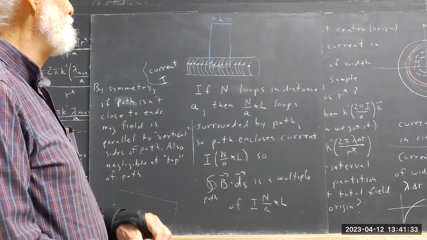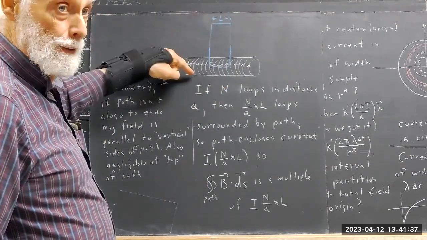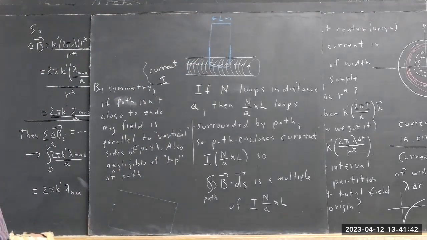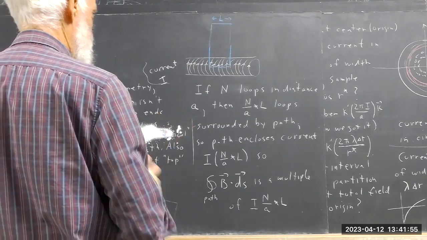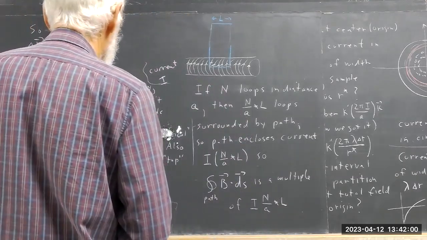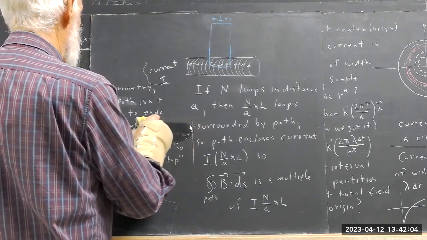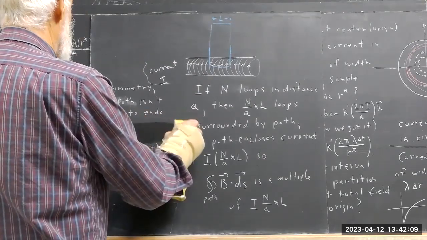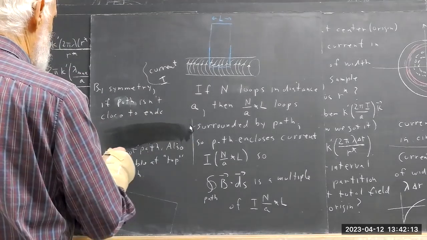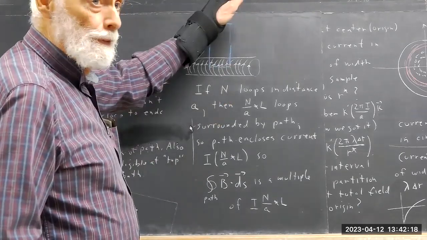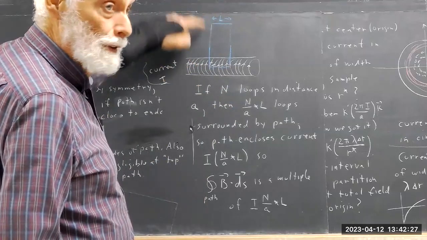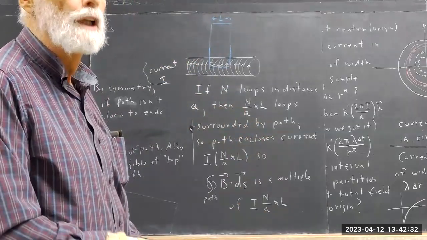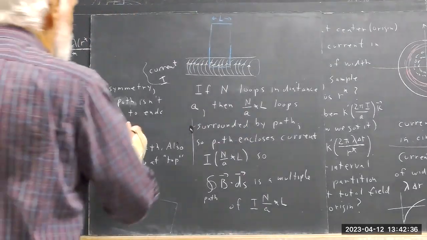And if it's not vertical, well, it's equal and opposite here and there. Actually, by the symmetry, this part of the path goes one direction, this part of the path goes the other direction, but the magnetic field is the same at any given distance along this path as it is along that path, so the two contributions cancel. So I'll say this path isn't close to the ends.